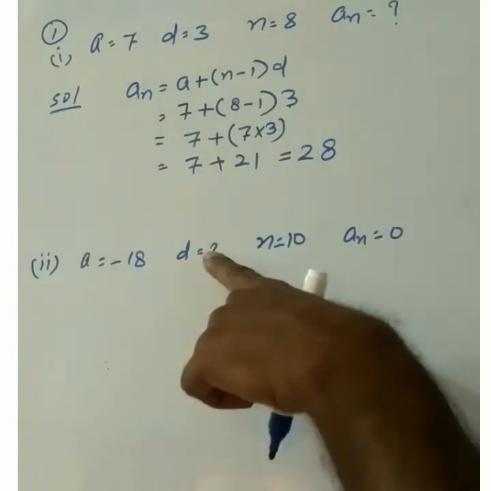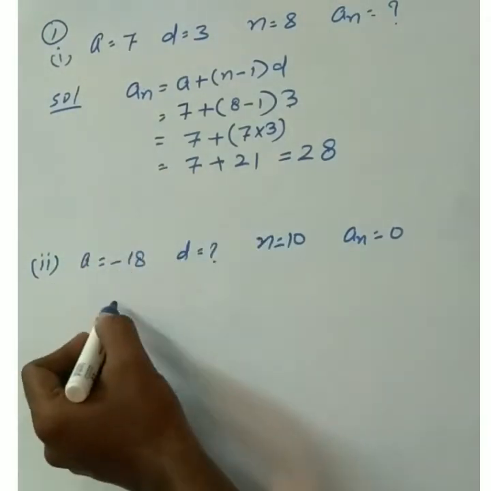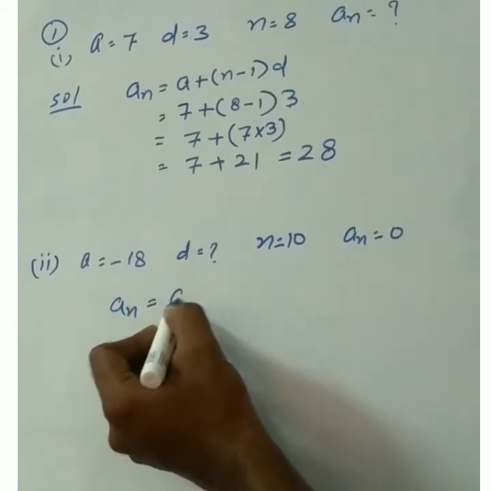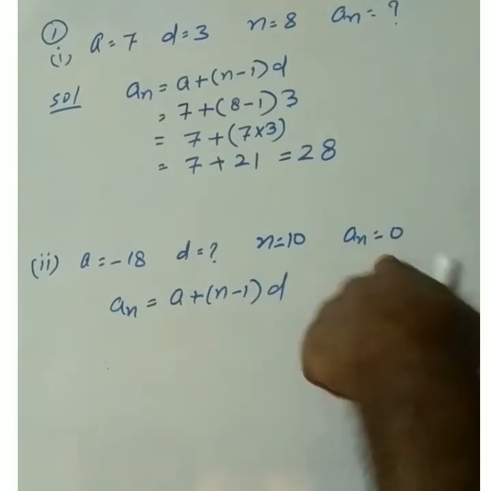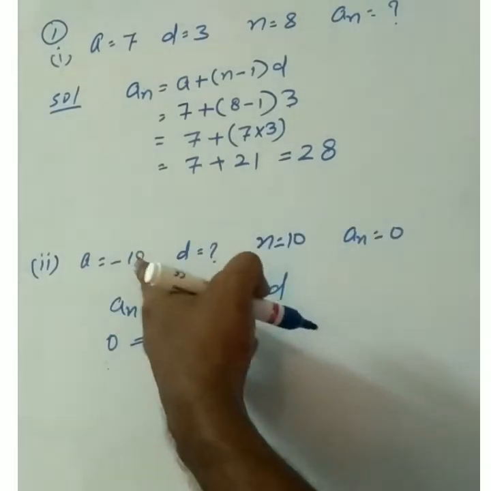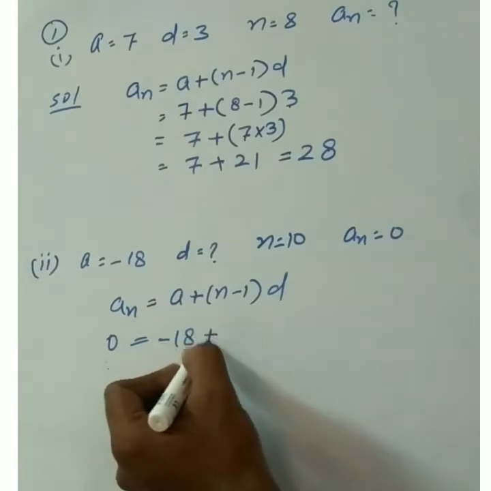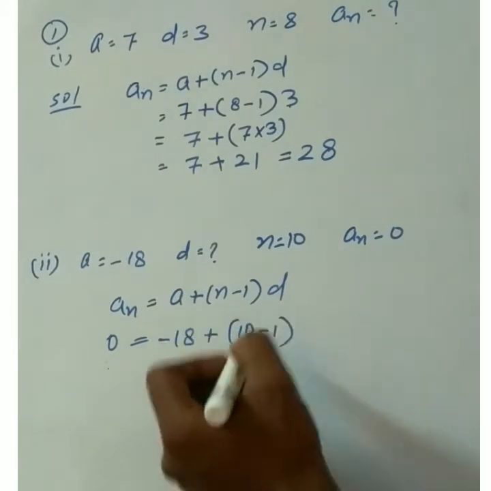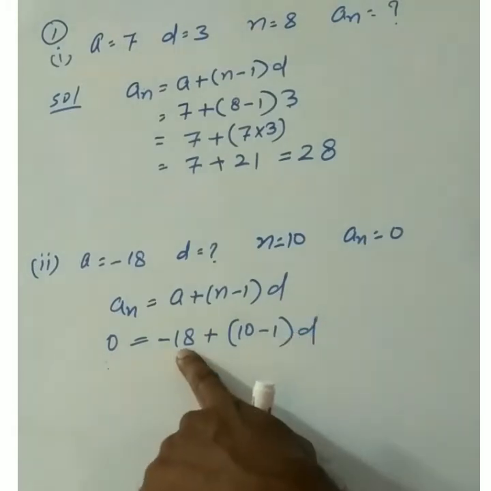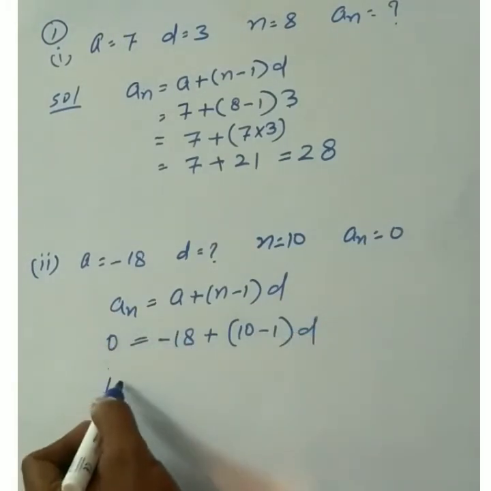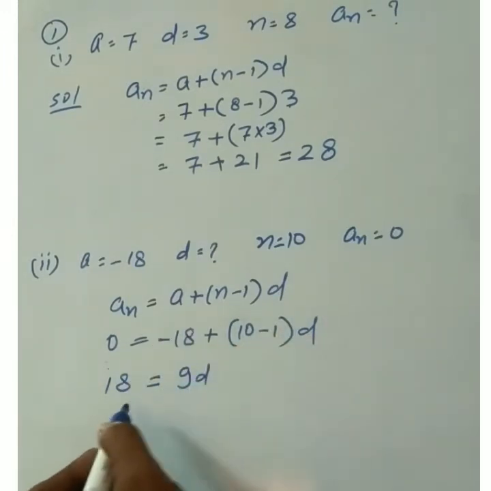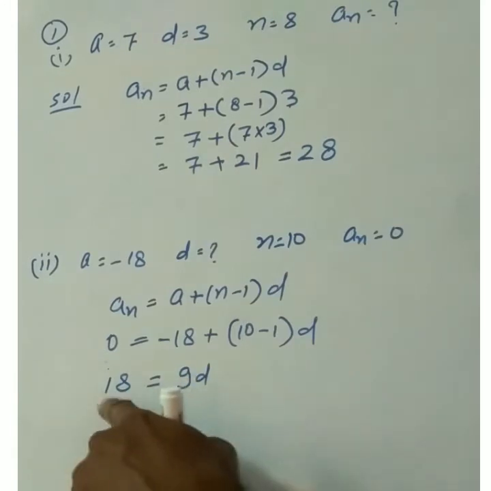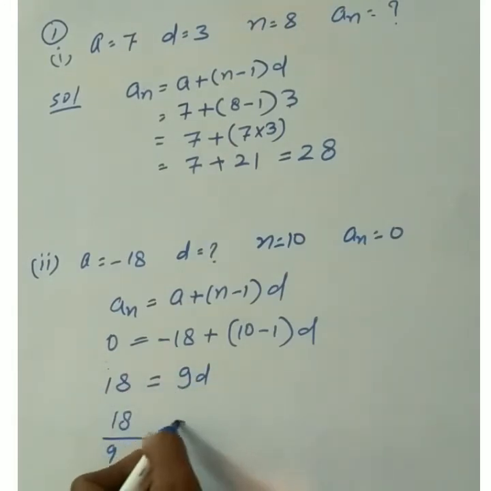Now in the second problem, we have to find out d. We'll apply the formula of an, a plus n minus 1 into d. An is given to us as 0. A is given as minus 18. N is given as 10. And d we have to find out. We'll shift this 18 to this side. It becomes plus 18. 10 minus 1 is 9d. 18. Shift this 9 to the denominator. So we get d equals 2.